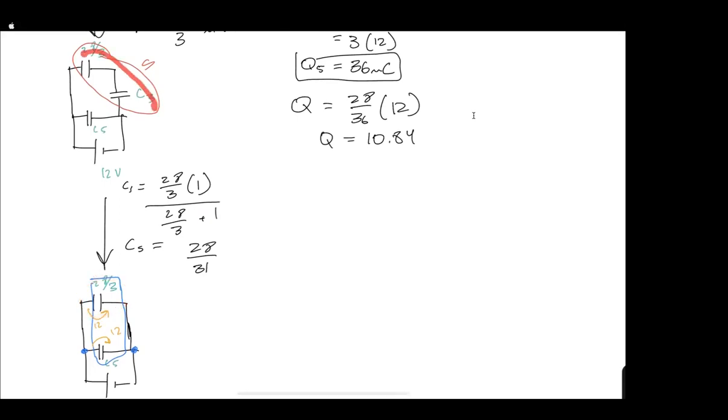But now we can look at these two, which are in series. And because they're in series, therefore they have the same charge. So that's the logic you have to use here. So therefore, Q3 is equal to 10.84 microcoulombs.